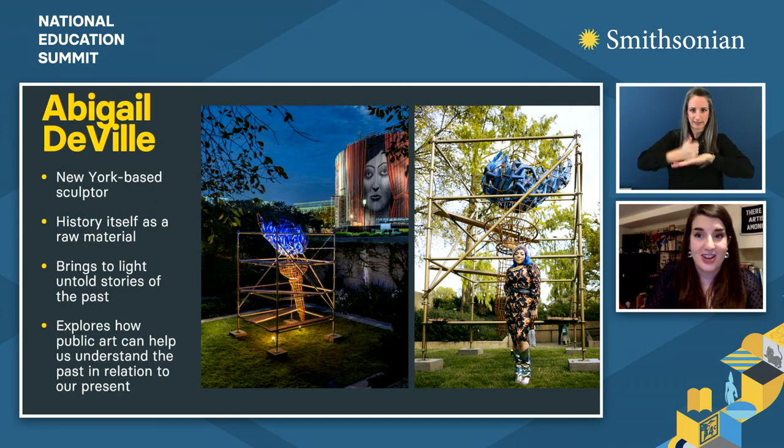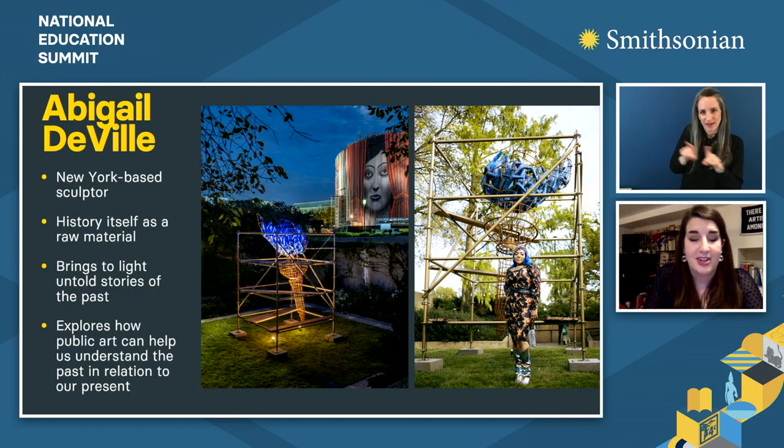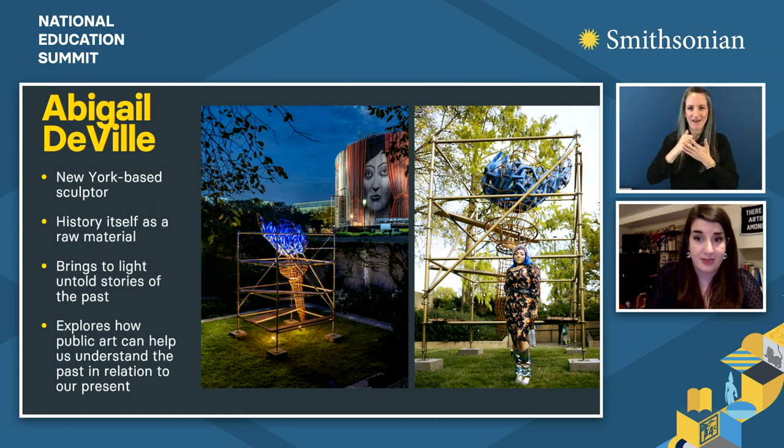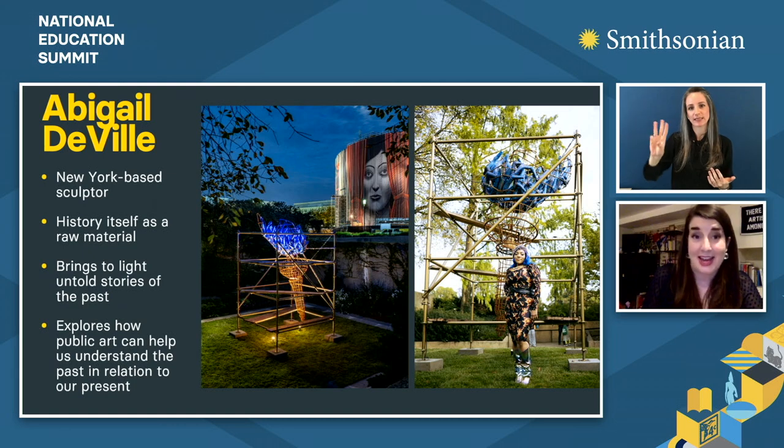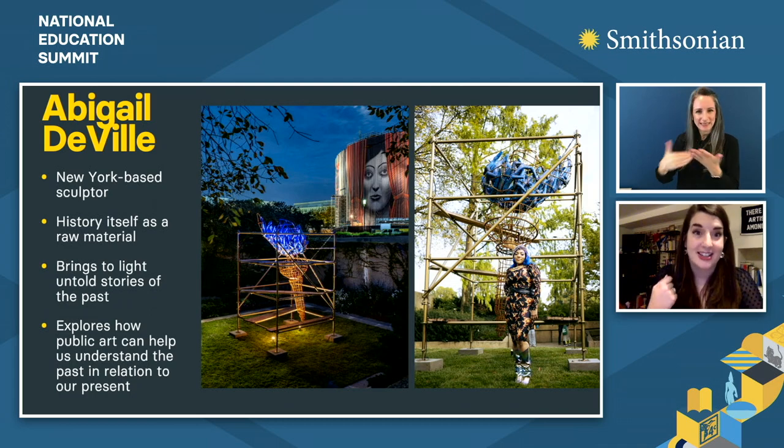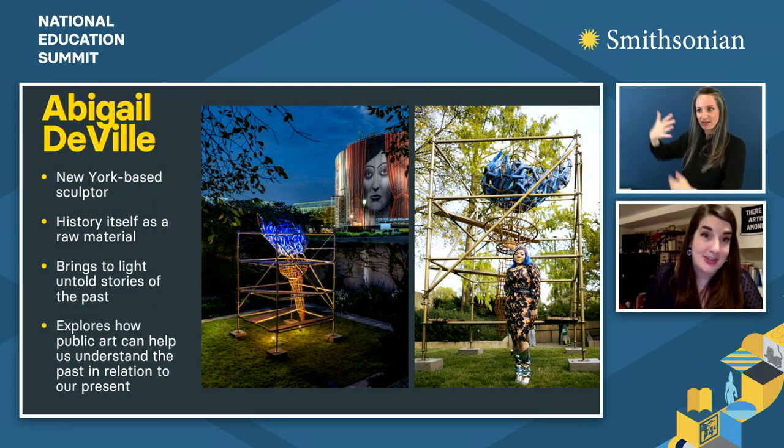Abigail DeVille is a New York-based sculptor who uses history itself as a raw material. She brings untold stories to light and creates installations that can provoke and inspire us, like this installation pictured here, Light of Freedom. This piece was inspired by an 1876 picture depicting the Statue of Liberty's disembodied hand in Madison Square Park. I don't know if there are any fellow Gilded Age fans here from that HBO show, but if you saw that show, you might remember there's a scene where they go and actually see that disembodied hand in the park. So that actually did happen, it was there.